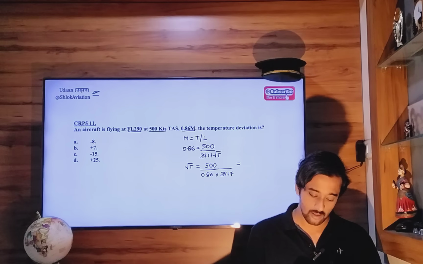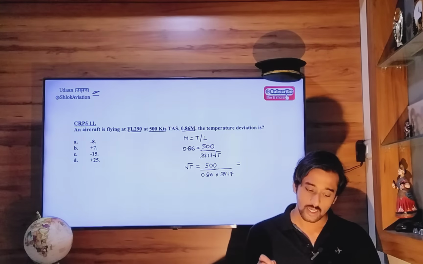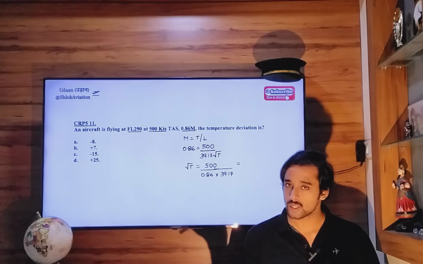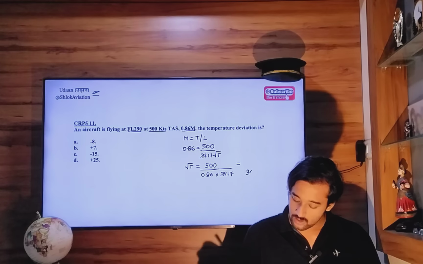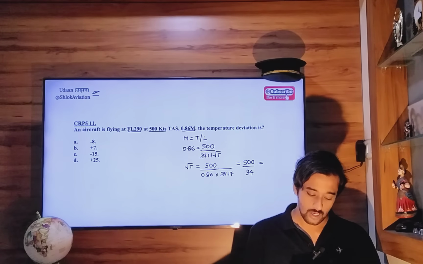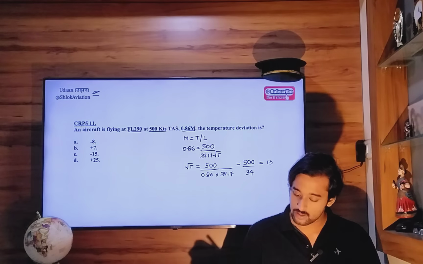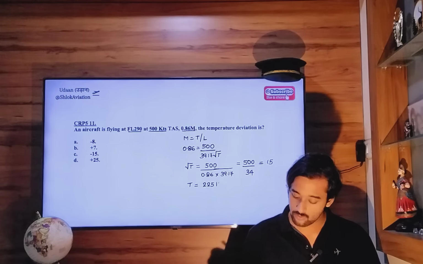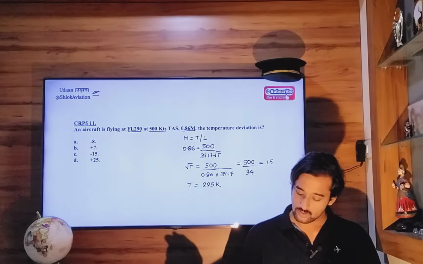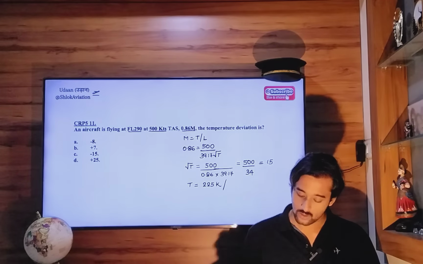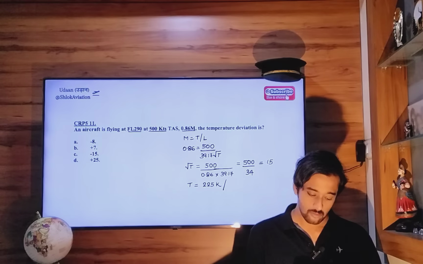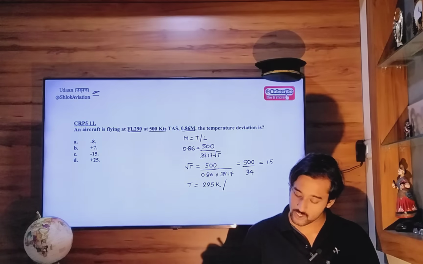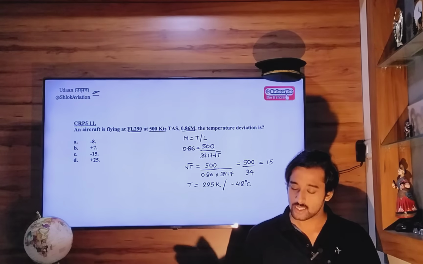0.86 into 39.17 is 34.862. Let's make it 34. So 500 divided by 34 is 14.7, that is 15. So temperature equals 225 Kelvin, or 225 minus 273 is minus 48 degrees Celsius.